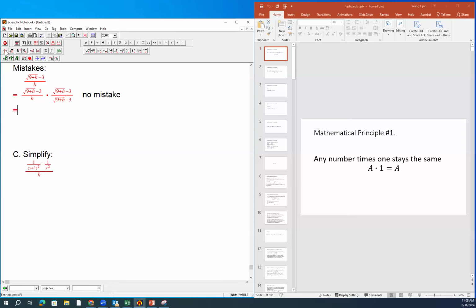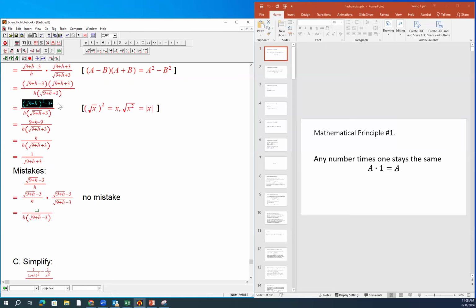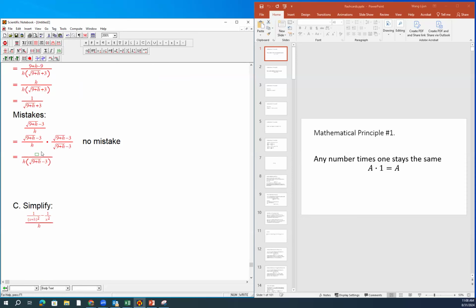However, this person did the following. This person multiplied the numerator with the numerator and still got that piece. And that is a terrible mistake. This is the mistake. Why is it a mistake? Then this equal sign is no longer valid.